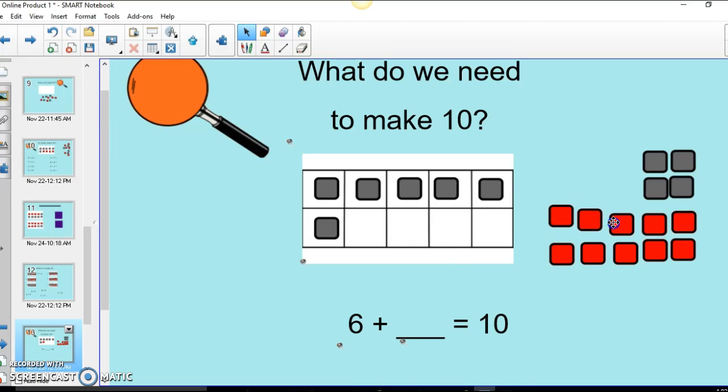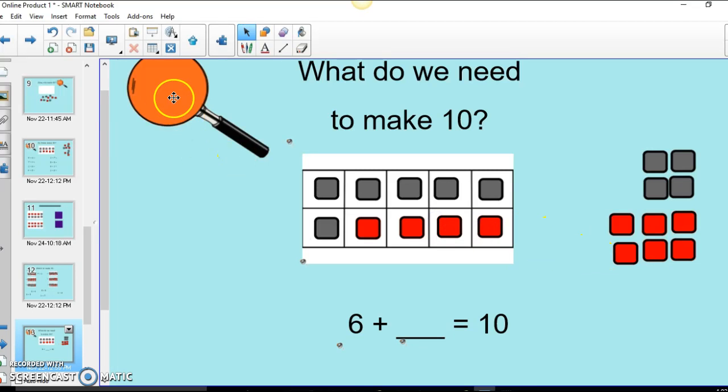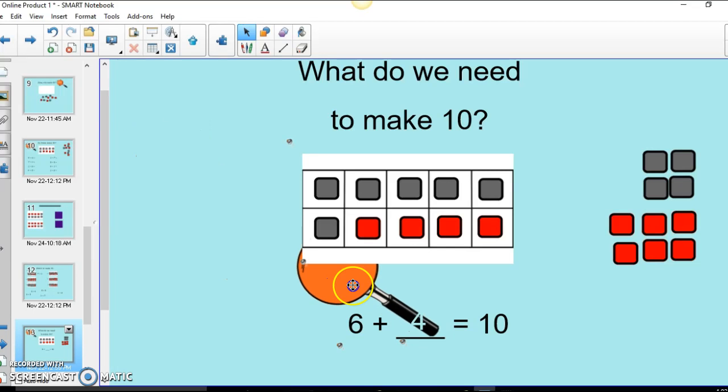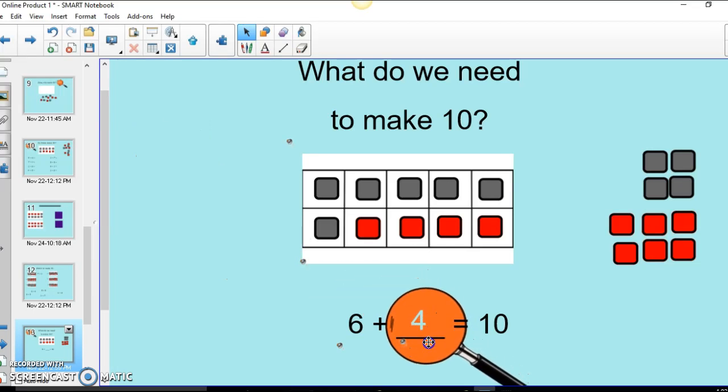now that we have the 6 over there, what do we need to make 10? There are 4 empty spaces, so we need 4 red ones to make 10. And then we use the magnifying glass to check. 6 plus 4 makes 10.